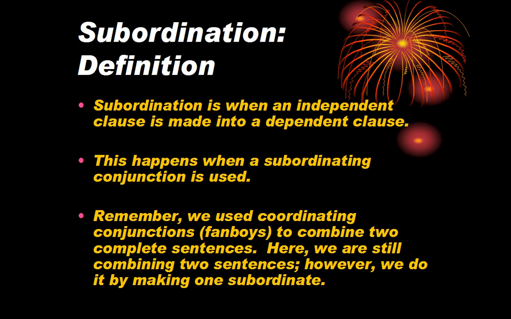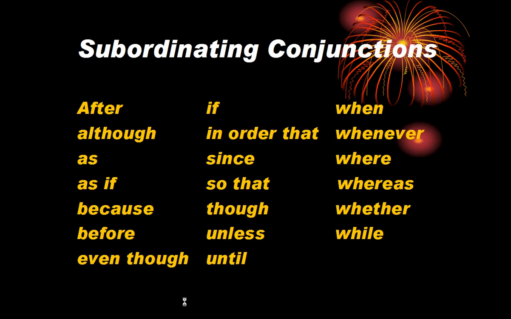So subordination is when an independent clause or a regular sentence is made into a dependent clause. This happens when a subordinating conjunction is used. Now remember, we used coordinating conjunctions or fanboys to combine two complete sentences earlier. Here, we're still combining two sentences. However, we're going to do it by making one subordinate. Let me show you how.